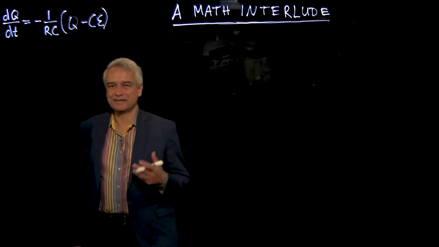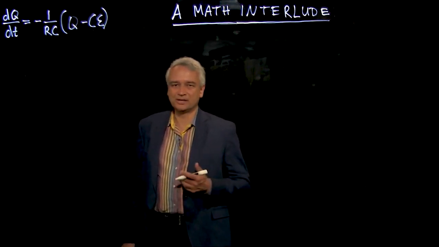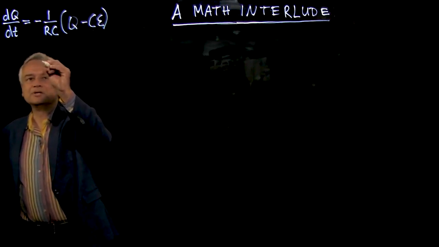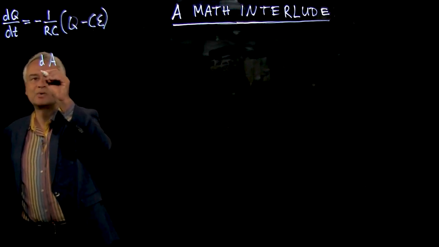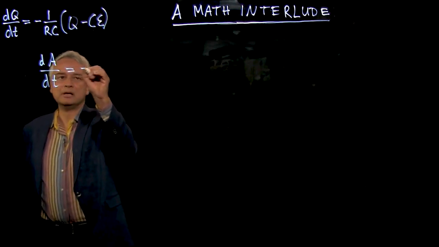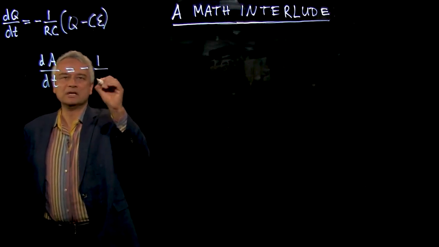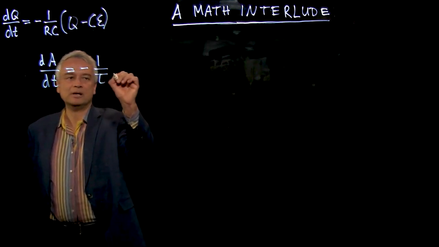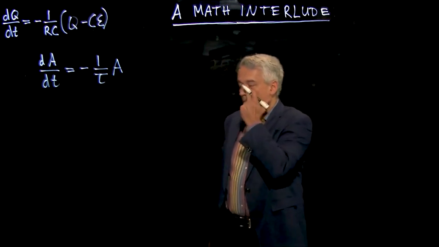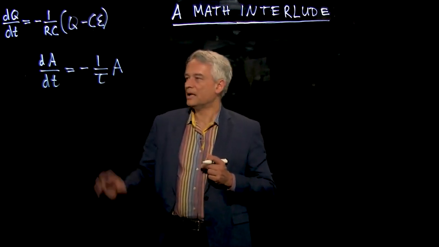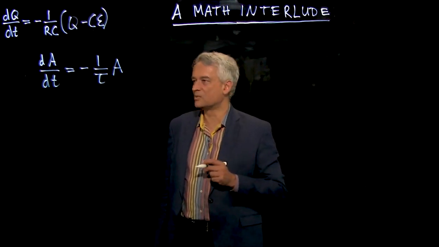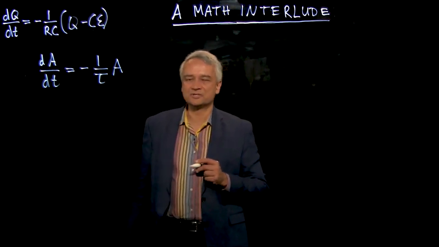To emphasize that this is a math interlude, instead of calling the variable Q, I'm just going to call it A, because this equation is related to the one I want to analyze, but it is just a math equation. And instead of calling the constant RC, I'm going to call it tau. I'm going to start by analyzing this math equation. So what does this equation say? First thing, when you run into an equation like this, you have to keep track of what's a constant and what's a variable, and what's a function of what.